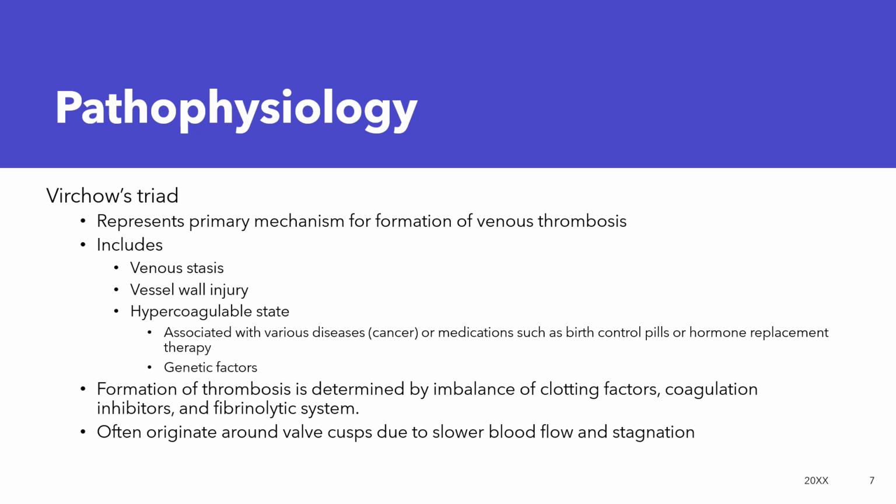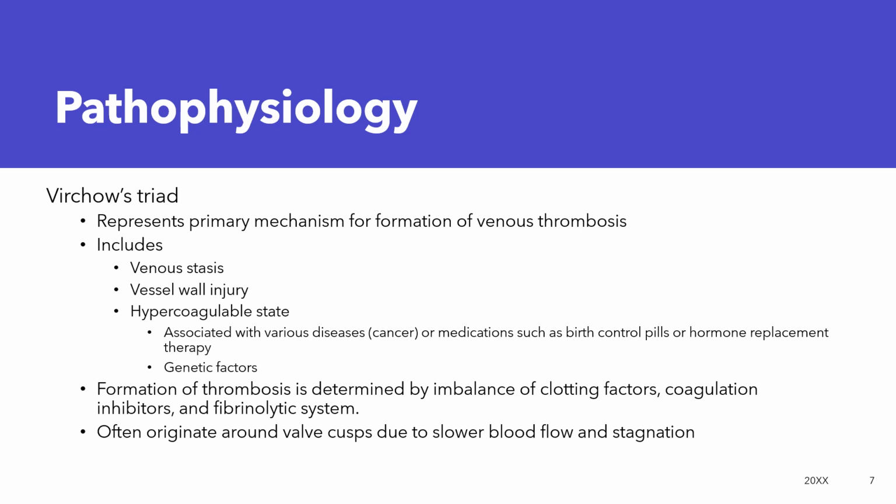And then thirdly is patients being in a hypercoagulable state. If a patient has various types of cancers, or they're on certain medications that increase the development of thrombus, or on birth control pills or hormone replacement therapies, all of those, along with certain genetic factors that make patients more probable to coagulate, would put the patient at higher risk. So Virchow's triad, in quick review, are the 3 items that place a patient at higher risk of developing a thrombus: venous stasis, vessel wall injury, and hypercoagulability.